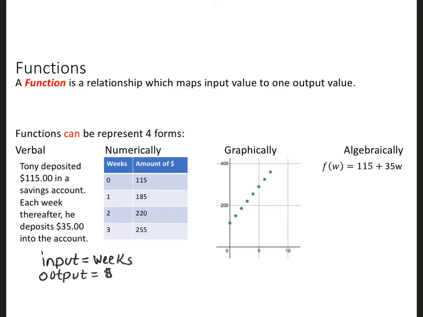And then to talk about this algebraically, we can write a function in terms of W being weeks, and we can say that we start with $115, and then for each week, we're going to add $35 per week. We're going to add that onto the $115. So here's an algebraic representation of that same function. Again, functions can be represented in 4 ways: verbal, numerical or table, graphically, and then algebraically.